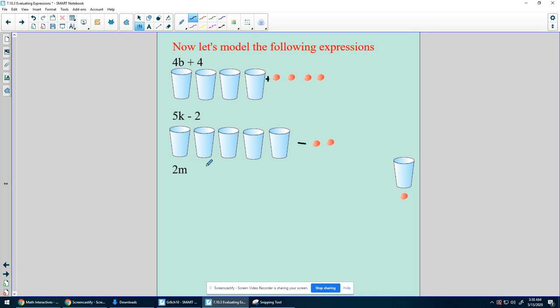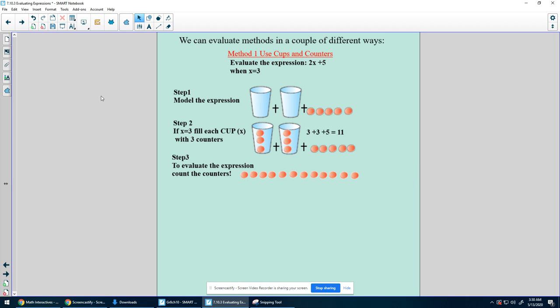Okay, and the last one, we have 2m. So we have 2 variables here. Done. Simple as that.